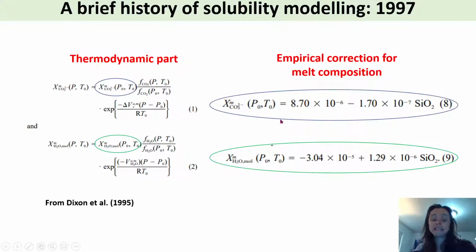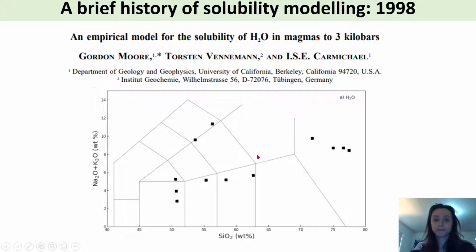And they updated this in 1997, so instead of being a constant, this was now a function of melt composition, and specifically the silica content of the melt. So you can see here, as you progressively add SiO2, this term becomes smaller and smaller, so more silica, lower CO2 solubility. The opposite is true for water. As you add silica, more and more water dissolves.